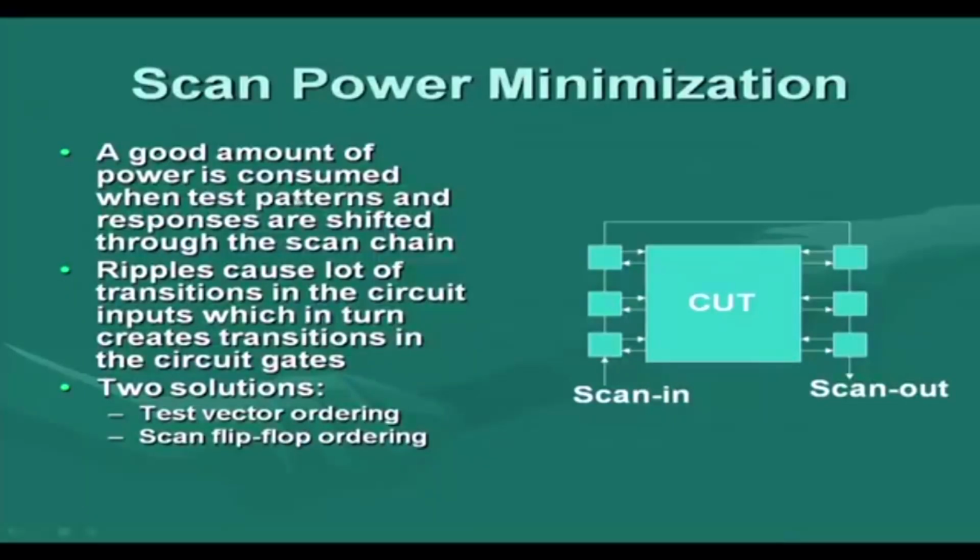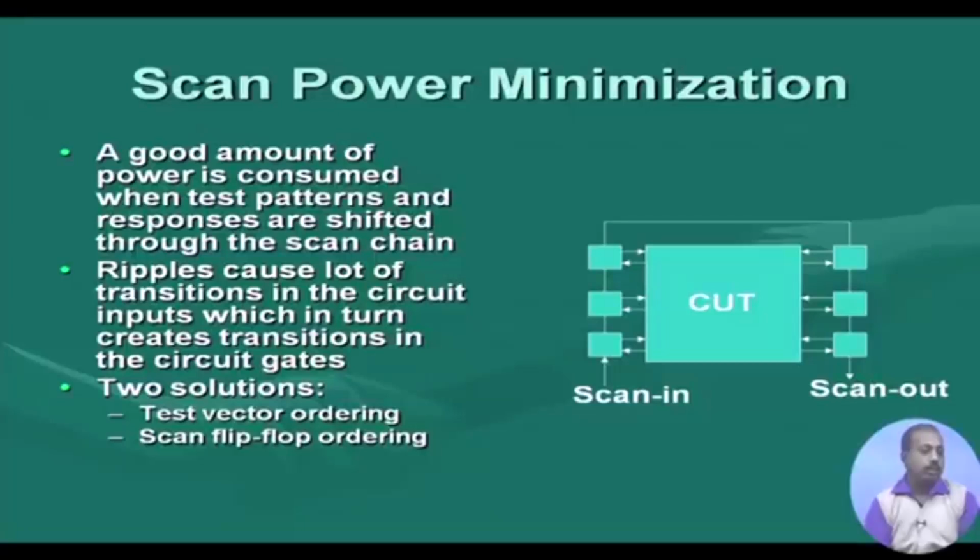So, this is the first observation: a good amount of power is consumed when test patterns and responses are shifted through the scan chain. When I am shifting in the pattern, it will create transitions in these flip flops. As a result, the primary inputs will see some transitions, and this circuit will start consuming power. So, this is a major source of power consumption. Rather than your launch and capture cycle, the shifting process itself consumes a lot of power because of this shifting that is occurring through the scan chain.